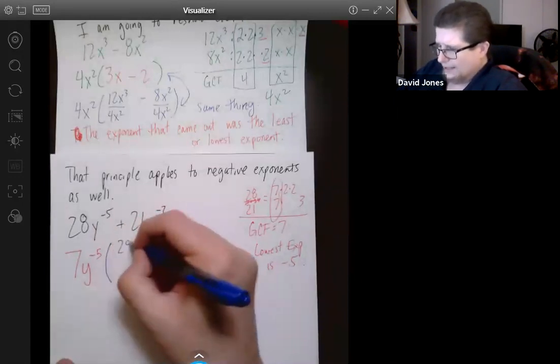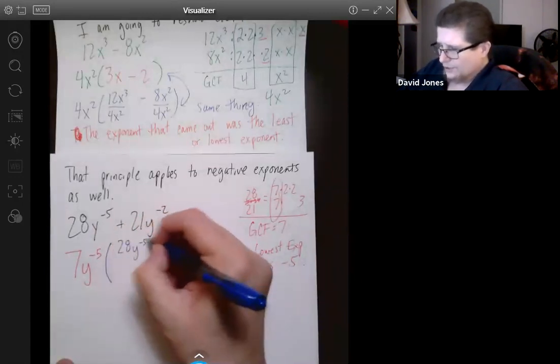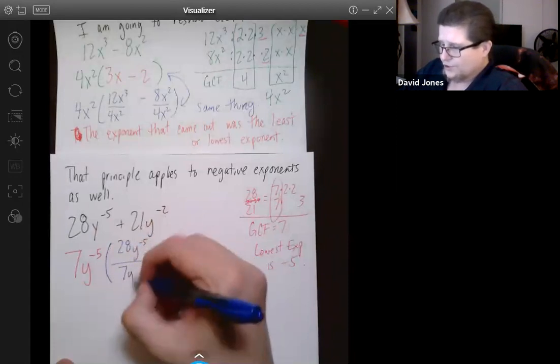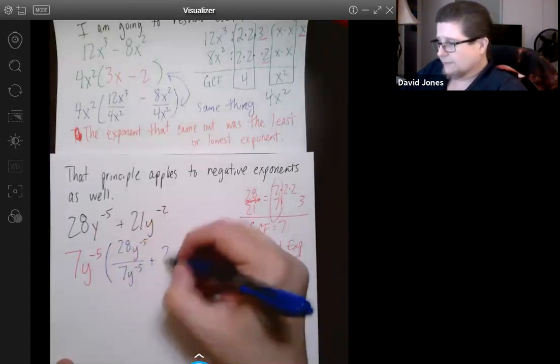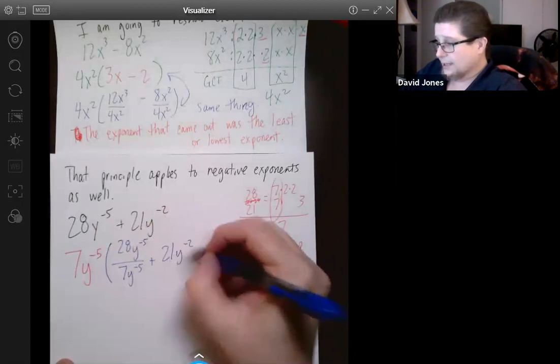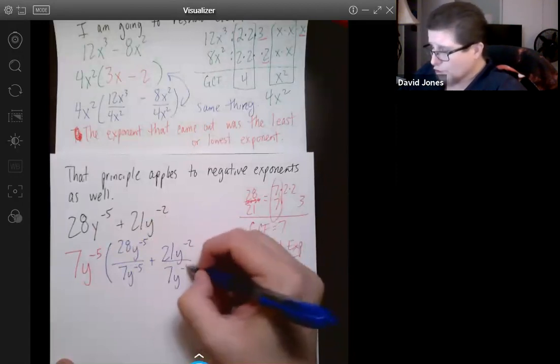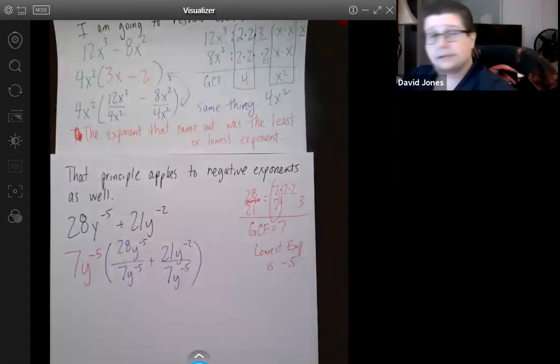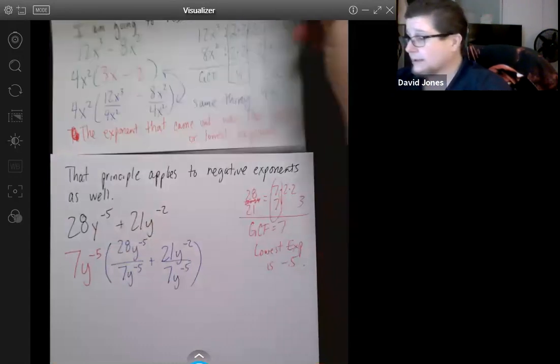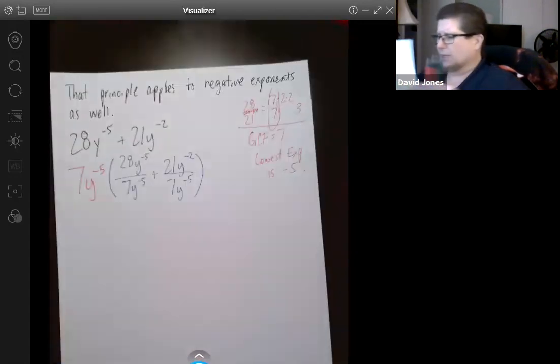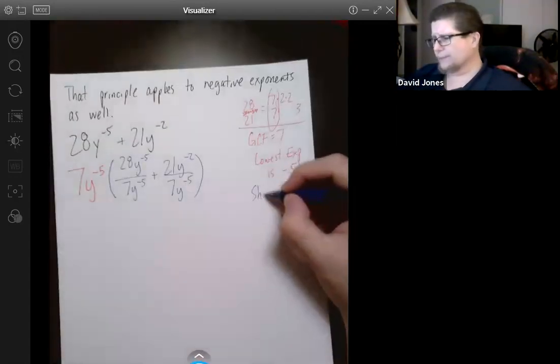You will find this might be a lot easier to do like this, rather than trying to jump to a shortcut, actually showing it being divided out. Okay? Show it being divided out.